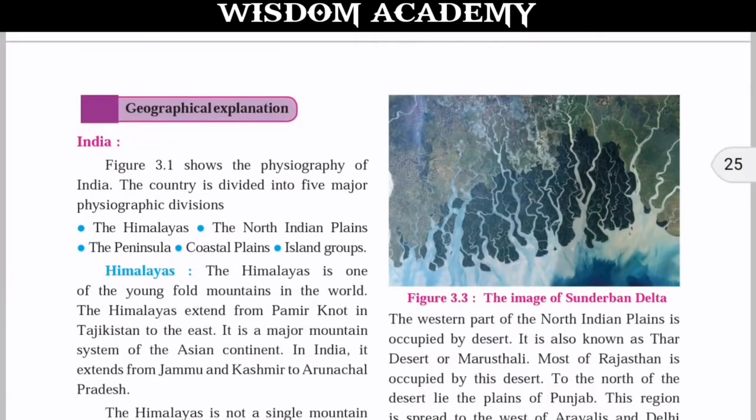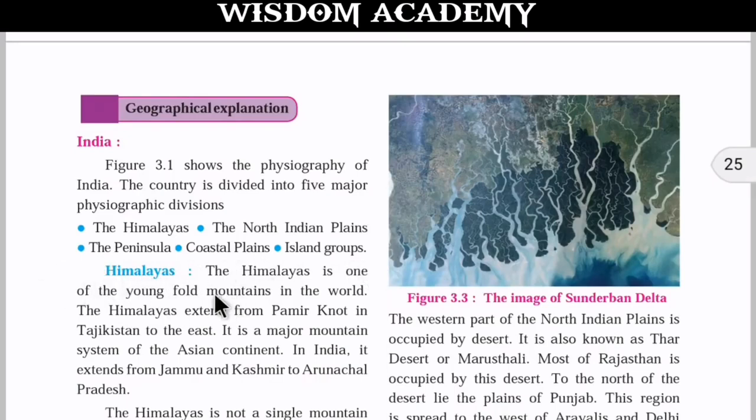Now let us see the physiographic divisions of India. There are 5 physiographic divisions of India. First is Himalayas, second is Northern Indian Plains, third is Peninsula or Plateau region, fourth is Coastal Plain, and fifth is Island Group. Now let us talk about Himalaya first.